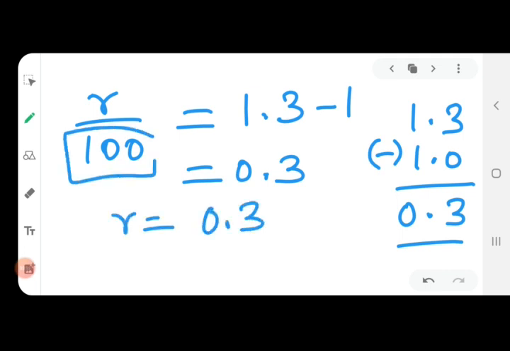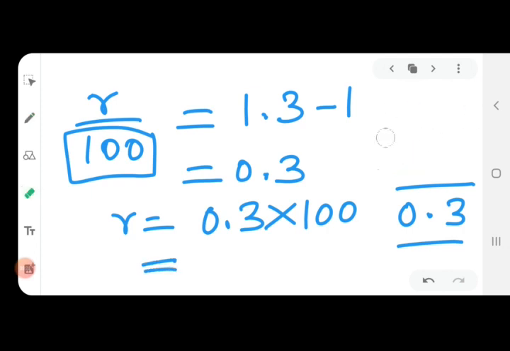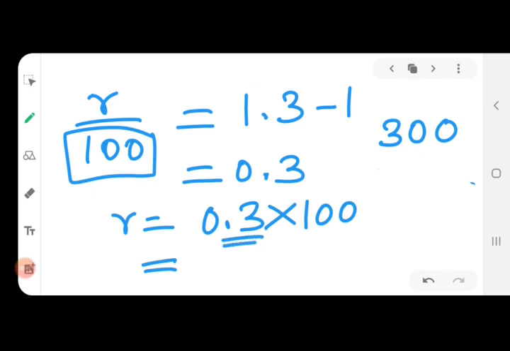Now R equal to 0.3. This 100 will move to that side, meaning it will change to multiplication. Now 0.3 into 100, what is 0.3 into 100? We have to multiply with 100. That means 3 into 100, 2 zeros we have to put here. Before one digit we have the decimal point. So if you put the decimal here before one digit, one 0 will be cancelled. So R equal to 30%.